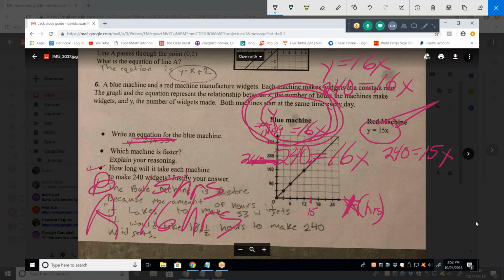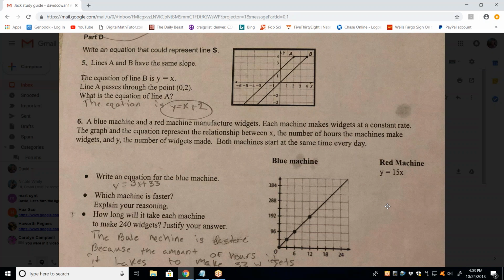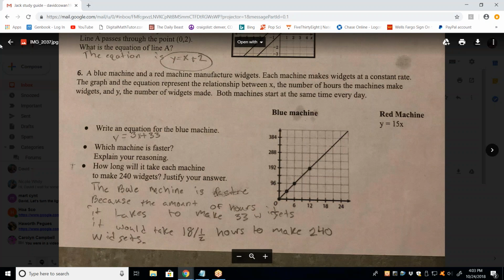Okay, I understand. All right. What next? I think that's the only 2 pages I have.